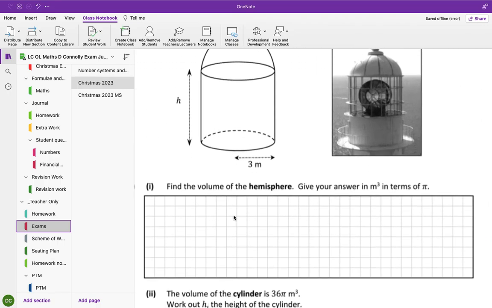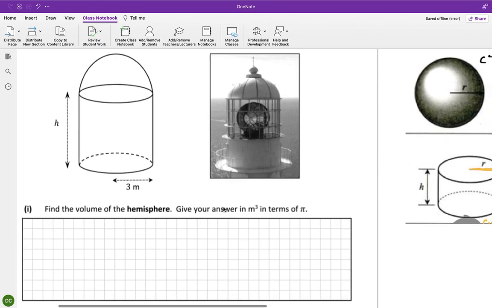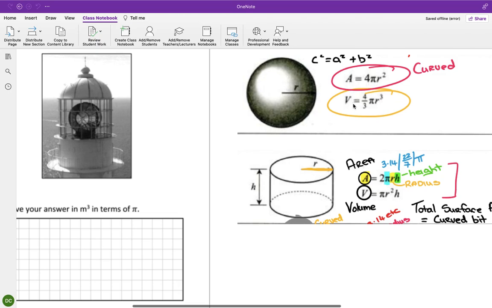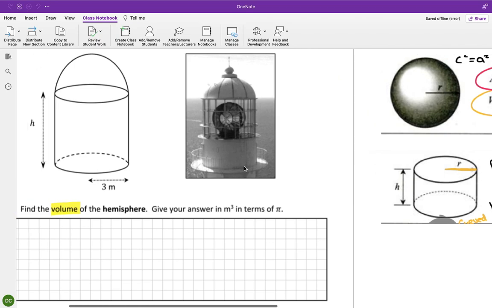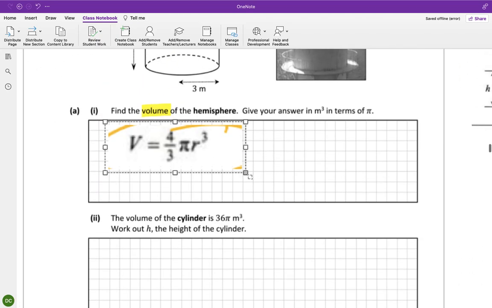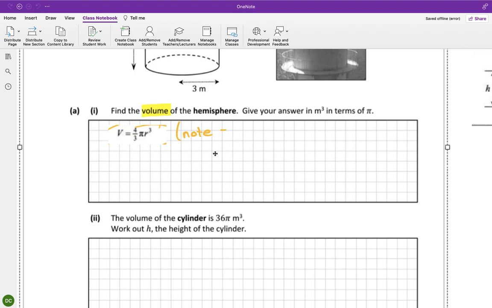So find the volume of the hemisphere, right? So there isn't a hemisphere, there's only a sphere, but that's okay. Because I know just half it, and they want the volume. Yeah? So it's the volume, so it's this one here. So I'm going to bring this over. Oh, it doesn't need to be that big. Yeah? So that's what I'm after taking, but I need to note that that's a sphere.